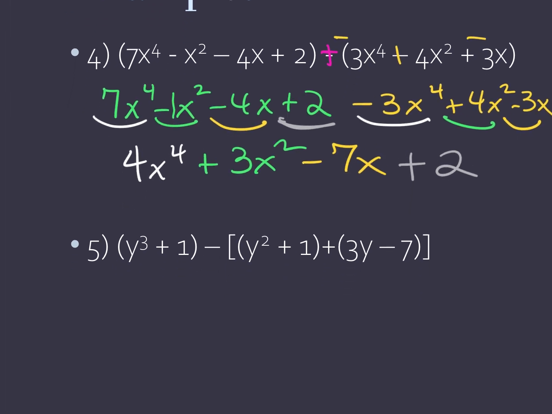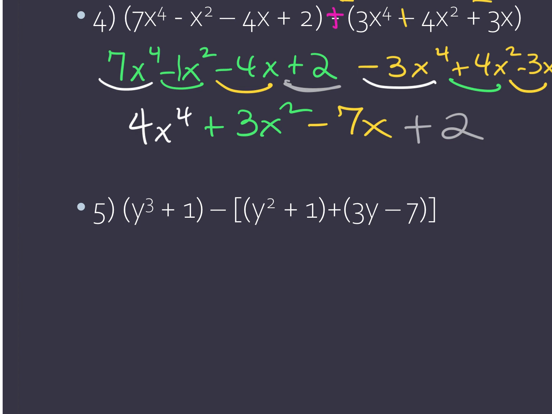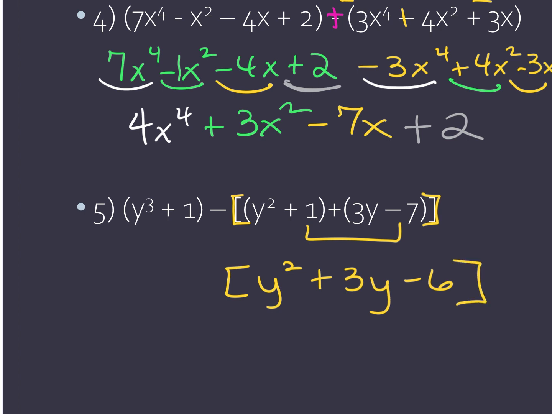Okay, so I'm going to go ahead and simplify what's in the bracket first before I do my keep, flip, change. So I have like terms here within the brackets. Only thing I can combine is the 1 minus 7. So this is going to give me y squared plus 3y minus 6. Let me rewrite the beginning. So I have y to the 3rd plus 1 minus that whole yellow quantity.